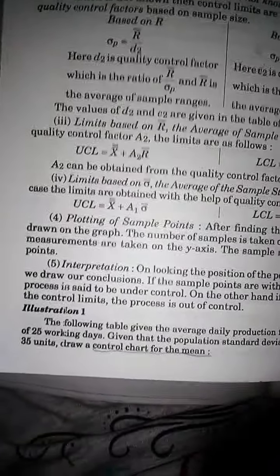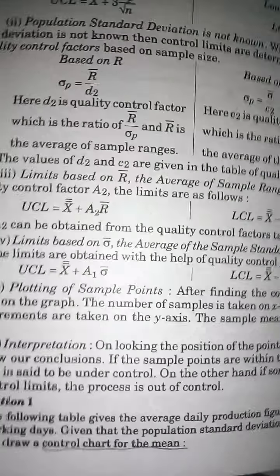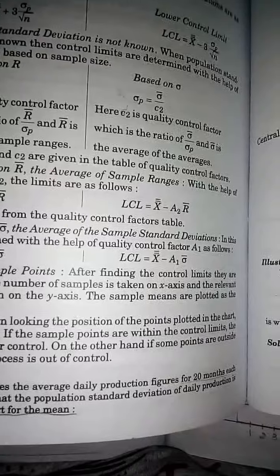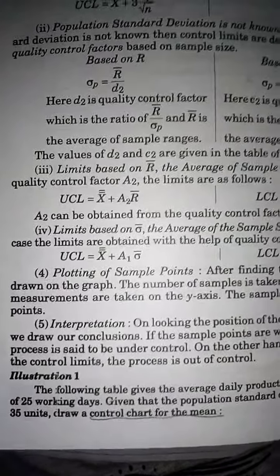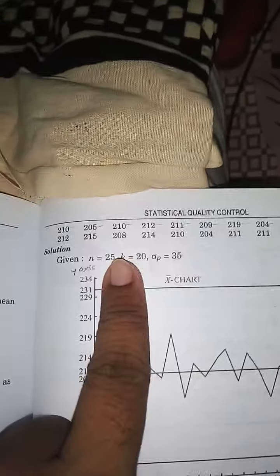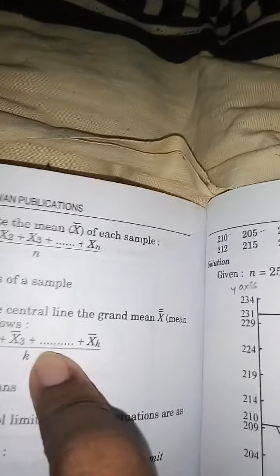Let's go through question 1. Here a table is given: 25 working days, 20 months each. Population standard deviation is mentioned here as 35 units, and it says draw a control chart for the mean. Okay, so these are the points. By this we can calculate this. The mean of means can be calculated to this value.